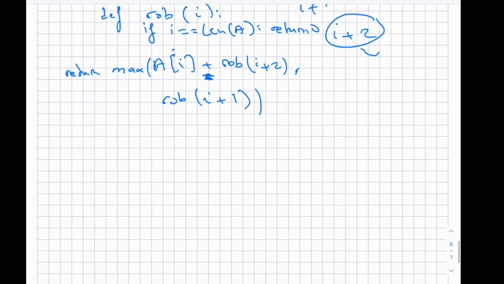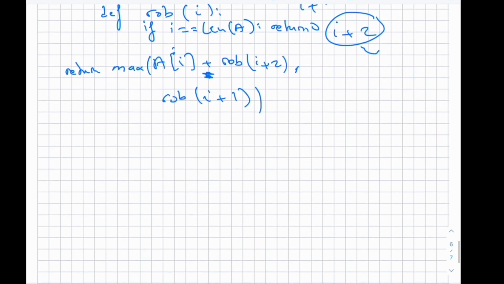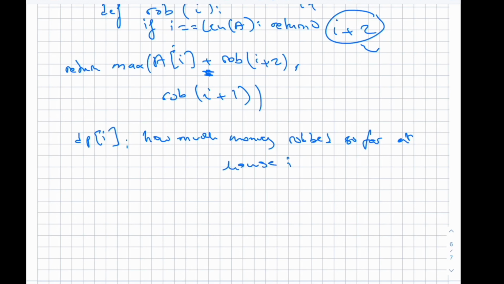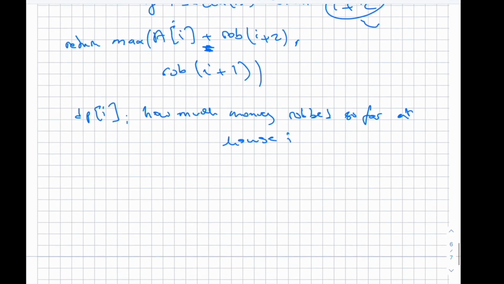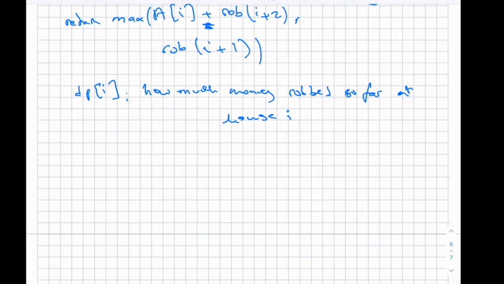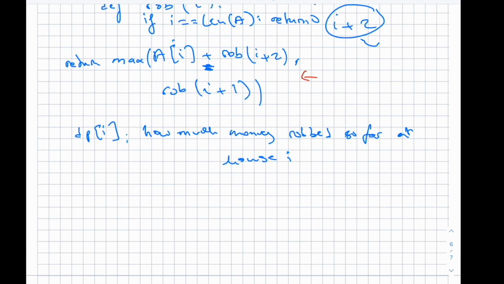We can do the same thing with the dynamic programming solution, actually. So with dynamic programming, we just need to define our state, right? So let's say dp of I is how much money robbed so far at house I. Okay. And so we just need to represent a recurrence relation for that. So what would be the recurrence relation there? So we can actually just take inspiration from this, right?